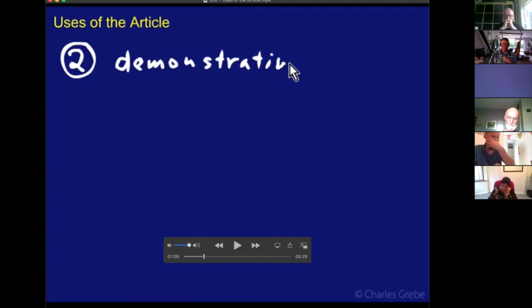Demonstrative. In Dutch, it is aanwijzend. De, die, deze of dit. Demonstrative is aanwijzend. In fact, historically, it appears that the article was a weak demonstrative.